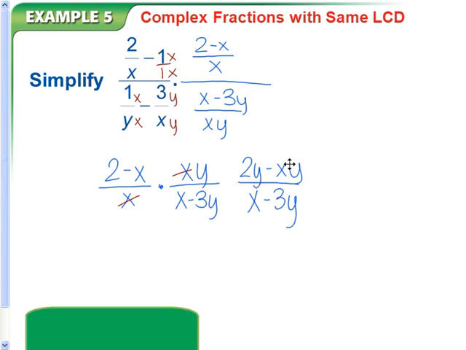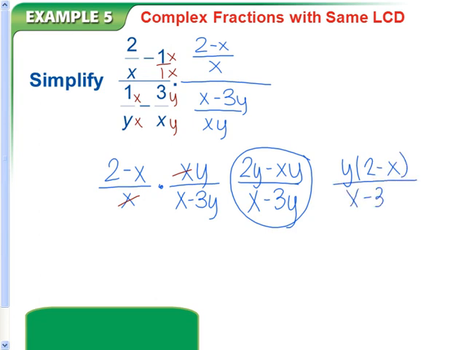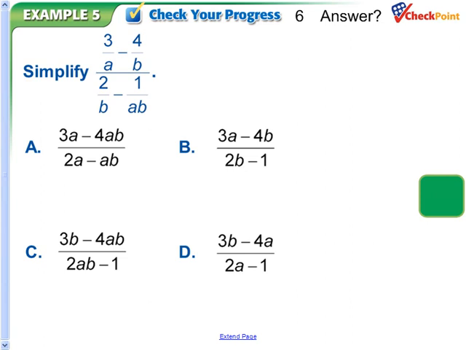There's nothing we could really factor out. It's probably going to be written like that, but it could have also been written out as y and then 2 minus x over x minus 3y. Either one of those might be possible ways that it could be written out. Again, go to your left page. Try this one over on your left page.